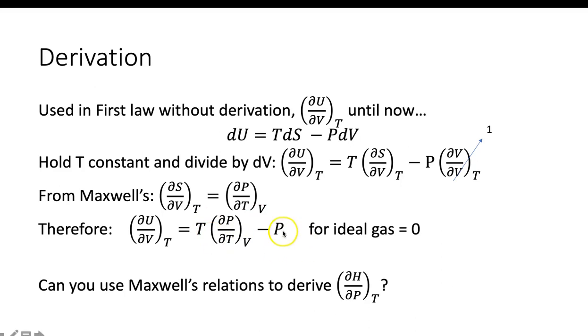We also did the same thing. We introduced dH/dP at constant T in first law, but we never derived it. But you can imagine that you can use Maxwell's relations to derive this quantity. And I will leave that to you.